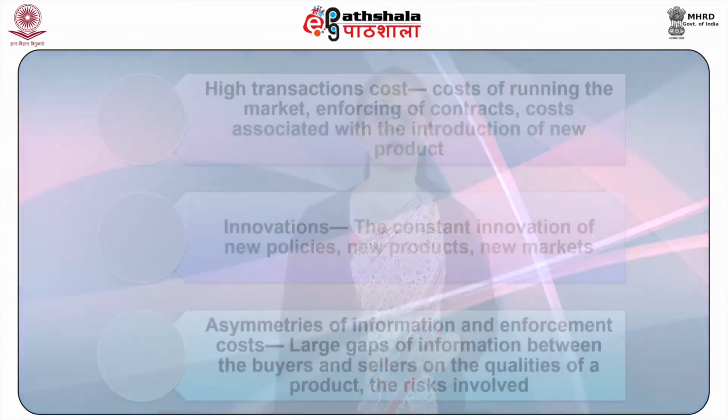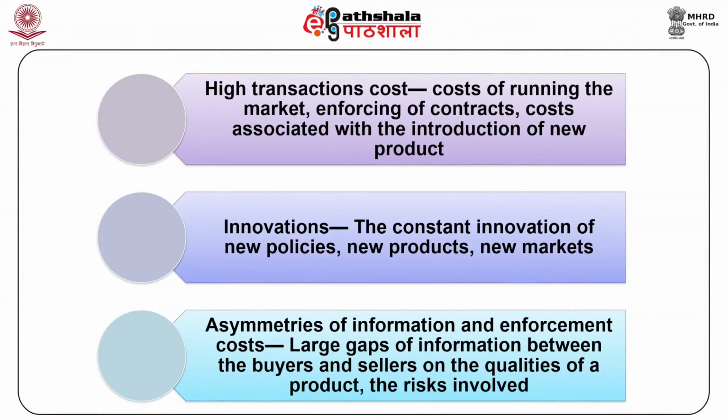There are three important factors due to which such markets are imperfect. First is high transactions cost, that is, the cost of running the market, enforcing the contracts, and costs associated with the introduction of new products. Next is innovations, the constant innovation of new policies, new products, new markets. And next is asymmetries of information and enforcement costs. Large gaps of information between the buyers and sellers about the quantities of a product and the risks involved. When there are asymmetries of information and enforcement problems, markets may not exist or the transactions may be smaller than the socially optimum. Hence, the government has to intervene in such markets to increase the quality of information to the market participants.